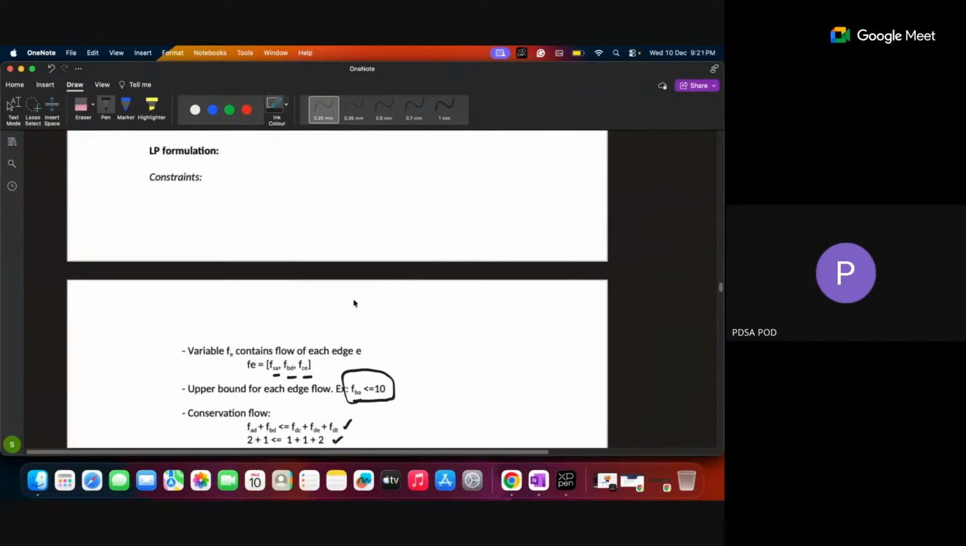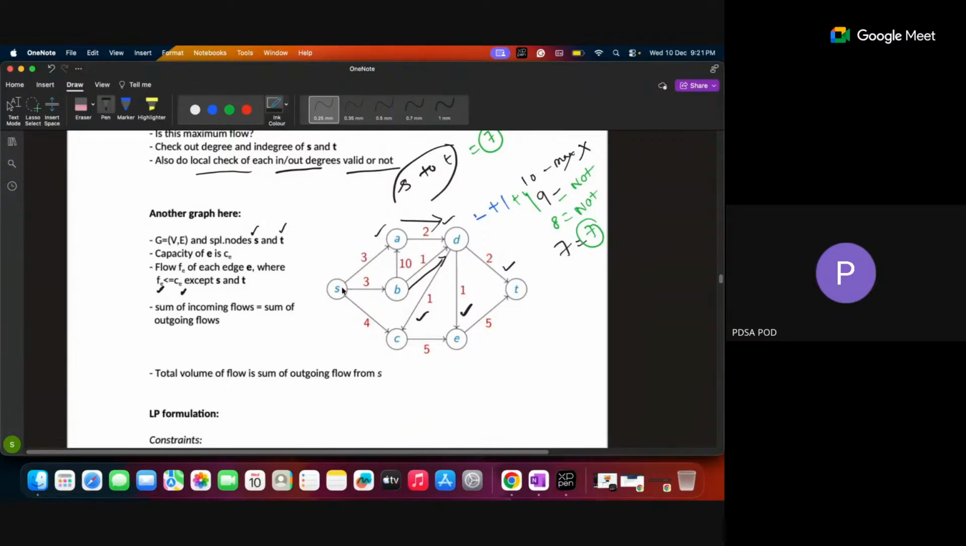If incoming flow, for example, if you consider this one, FSA and FBA are there. FSA plus FBA, is it less than or equal to the outgoing flow, which is the flow FAB? Is it true or false? FSA plus FBA is equal to FAB? Because the outgoing flow from A is only one, it does not happen. So this is going to be false, right? So we cannot take that flow.